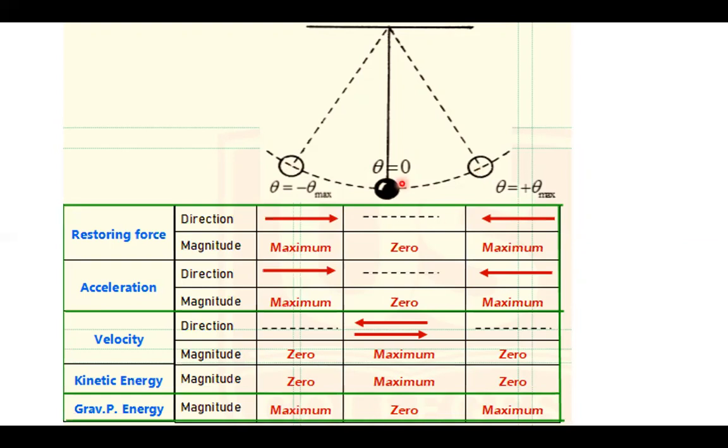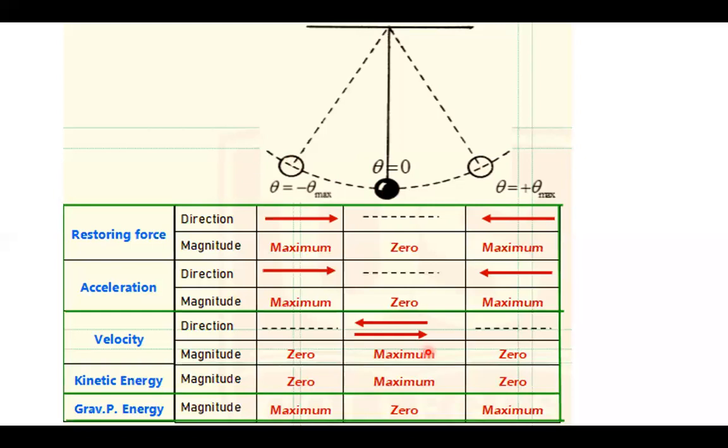is maximum at maximum displacement because it rises the most. Maximum on the right side of the maximum displacement, it rises the most. Here it is zero level, so gravitational potential energy is zero. Kinetic energy changes inversely with gravitational potential energy. If potential energy is maximum, kinetic energy is zero because the pendulum stops here.